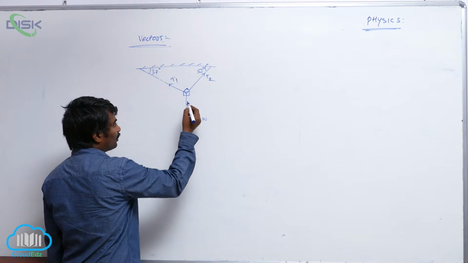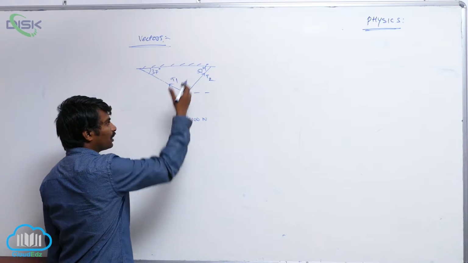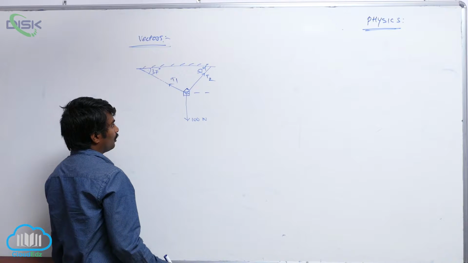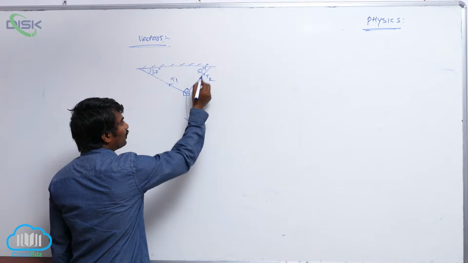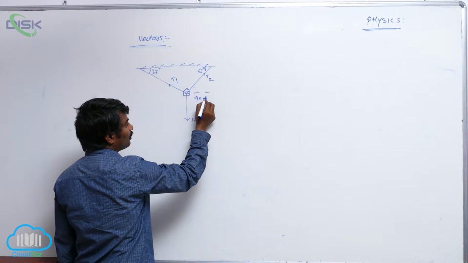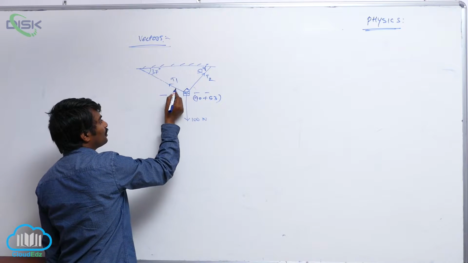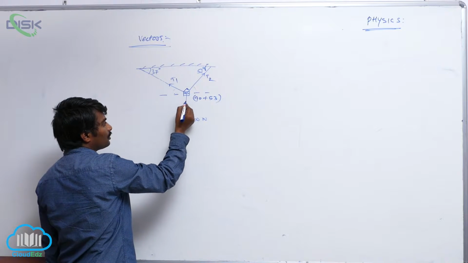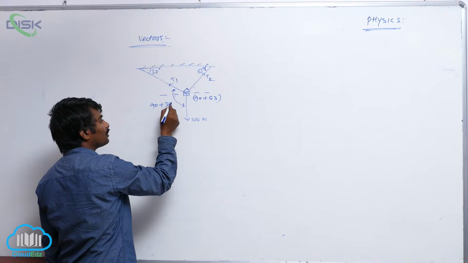This angle is 90 degrees, so we have to know this angle, also this angle, so that we can apply Lami's theorem, because only three forces are present. This angle is 53, and this is 90 degrees, so 90 plus 53 degrees, and this is 37, this is also 37, so this total angle is 90 plus 37 degrees.